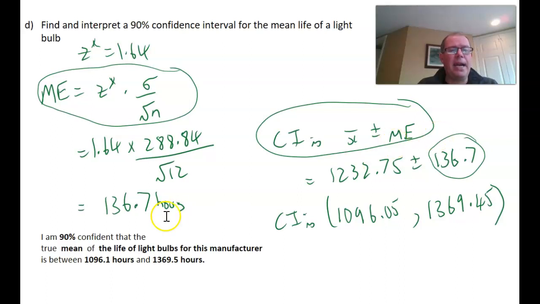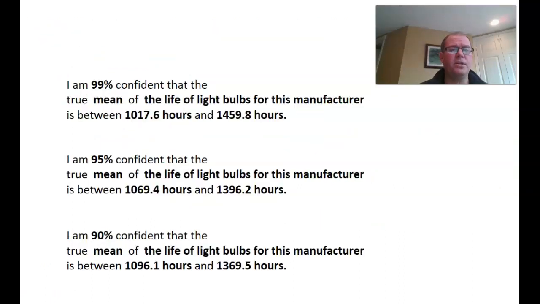Let's have a look at all three, and then you can think which one you prefer out of the three. So here we have our three confidence intervals, and you can see as we've got more confidence, we've got a wider interval. So 99% confidence, we're going from 1,017 to 1,459, so you can see the margin of error is bigger there. When we decrease the confidence, only being 95% confident, our interval is a little bit narrower. So with less confidence, we've got a smaller interval. Smaller interval is nicer. 95% confident is still good, I think.